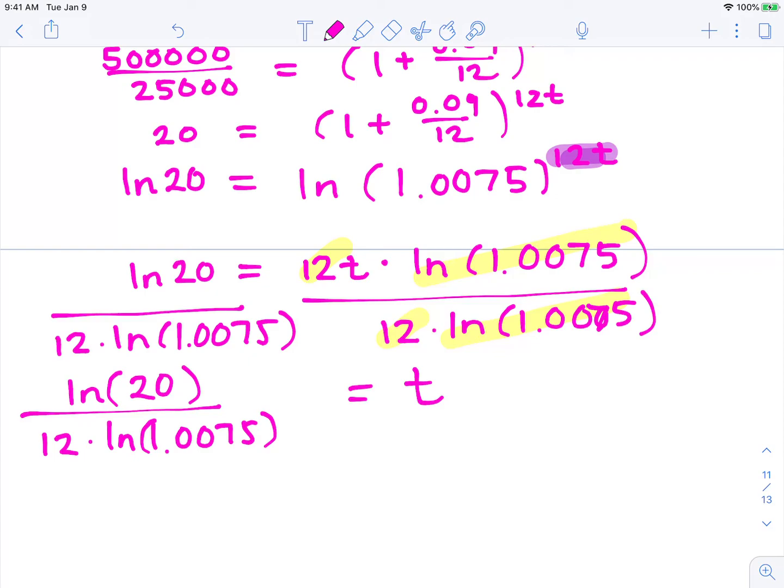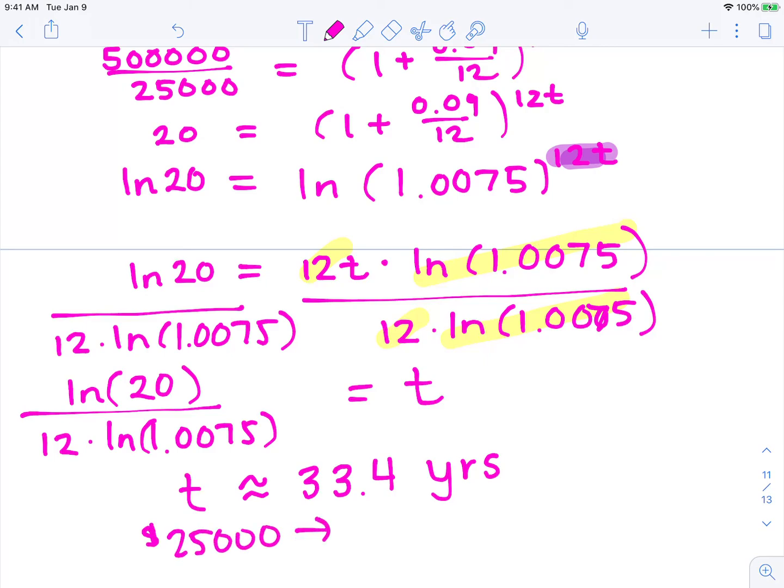And when you're done, when you type that into your calculator, I suggest that you pause. You get 33.4. So what does that mean? It takes about 33.4 years for that $25,000 to increase to $500,000.